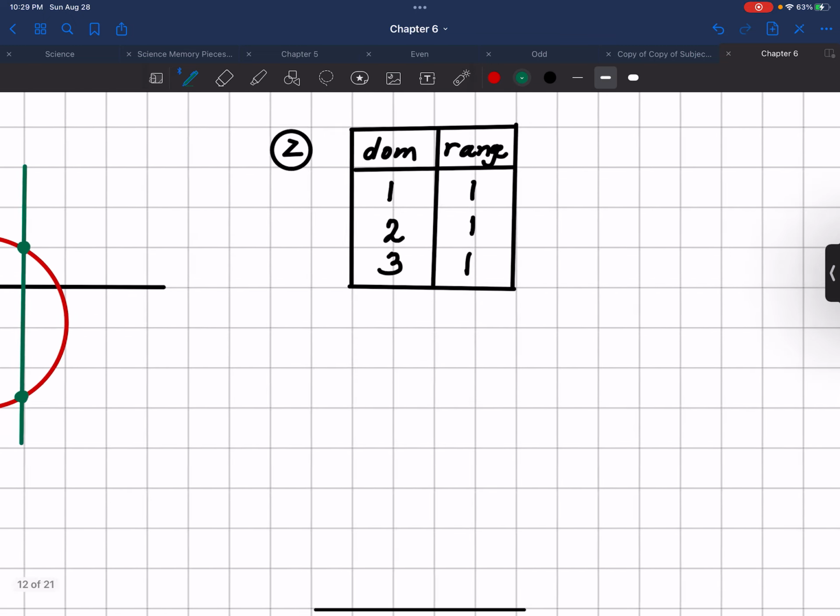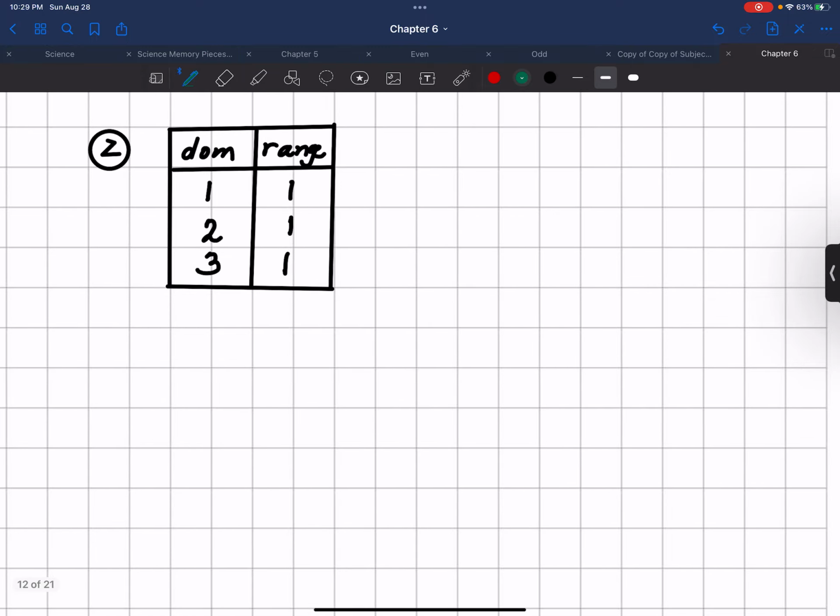Number two, I could graph it if I wanted to, but we don't have to. We can tell just by looking at the table. Remember, if you're deciding yes or no if it's a function, you want to look at the domain. You cannot have duplicates in the domain. There are no duplicates in the domain. So yes, this is a function.